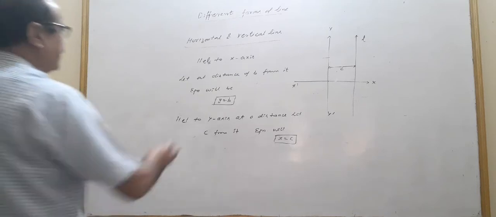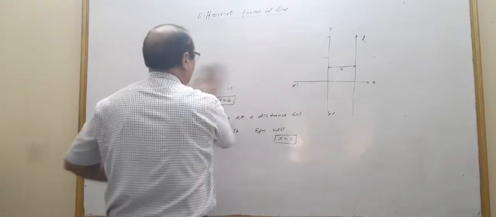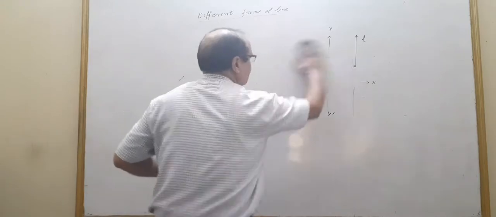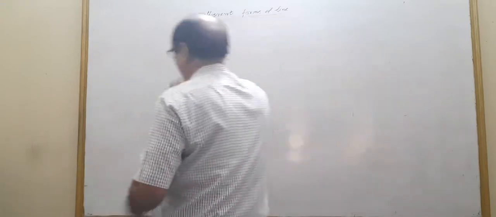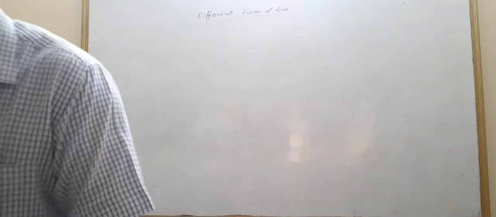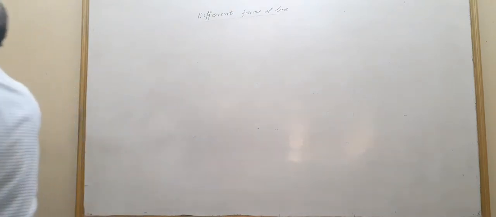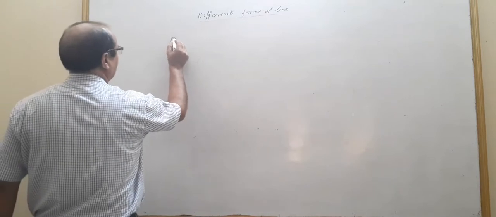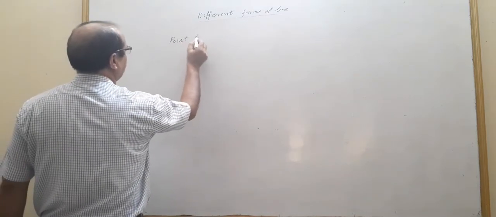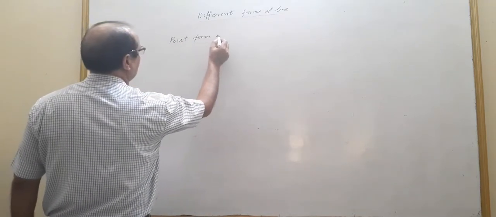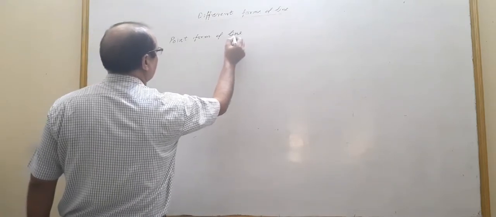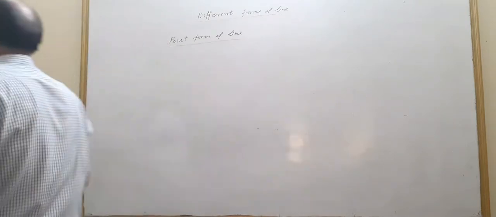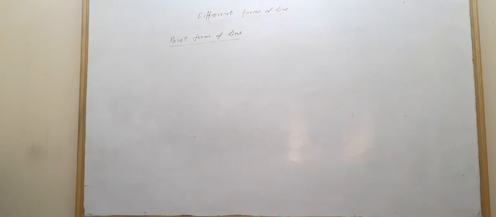Okay. Now after this horizontal and vertical form, we will discuss another form of the line. The another is the point form of line, or the line which is passing through a point. The equation of a line which is passing through a point is called a point form of a line.